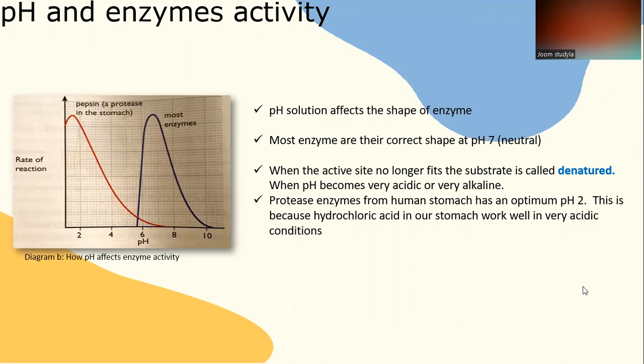pH and enzyme activities. The pH of a solution affects the shape of enzymes, and most enzymes have their correct shape at pH 7. pH 7 is a neutral state. When pH becomes very acidic or very alkaline, the active site no longer fits the substrate, which is called denaturation. For example, protease, the enzyme from the human stomach, has an optimum pH of 2. This is because hydrochloric acid in our stomach works well in very acidic conditions.